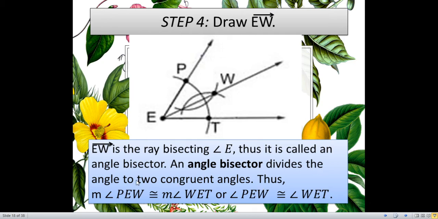Thus, you can name this as measure of angle PEW. Take note as I move my cursor. Measure of angle PEW is equal or congruent to measure of angle WET. Or, simply, angle PEW is congruent or equal to angle WET. So that's how you make an angle bisector.